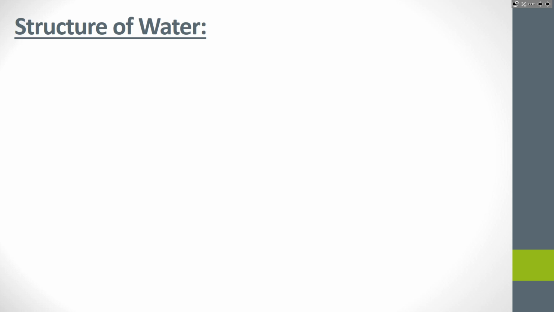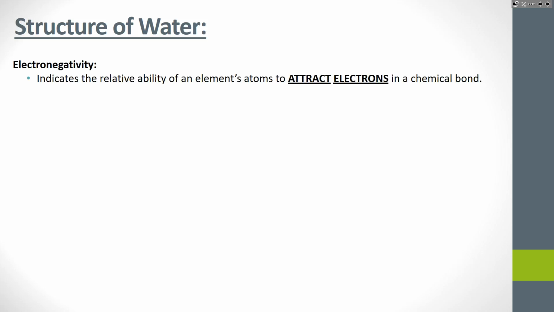Now, when we're talking about dissolving, oftentimes we're going to be dissolving things in water. So our structure of water becomes important. We talked about the alchemists way back, and they were looking for the universal solvent. Well, it turns out water is probably our best or closest thing to a universal solvent, and it's got to do with the structure of water. Before we talk about that, we have to talk about something called electronegativity.